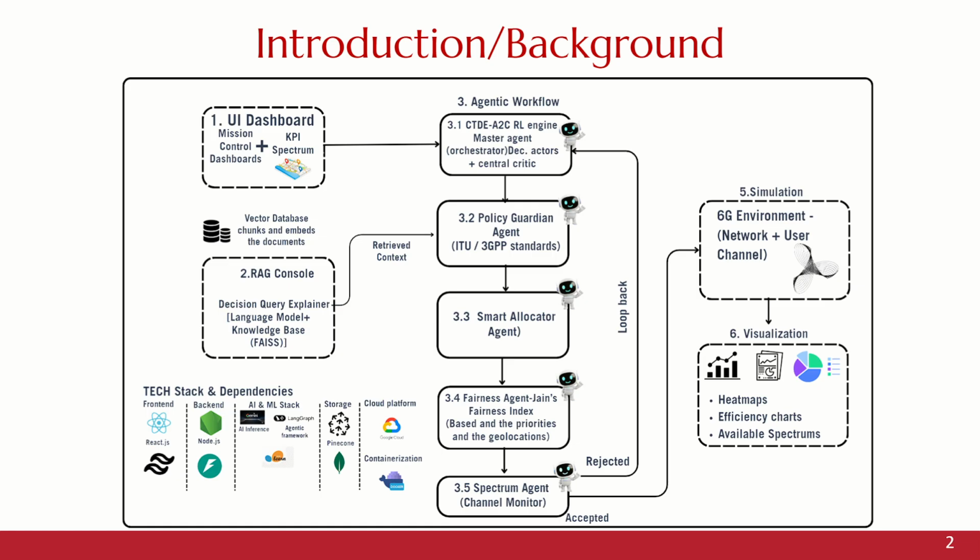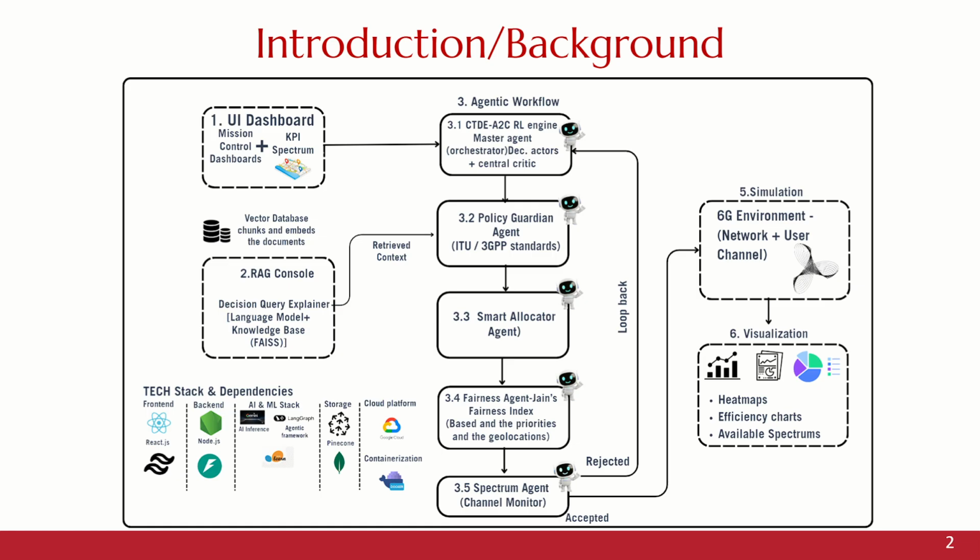Now this diagram shows the complete working of our system. Let me break it down step by step so it's easier to understand. First, on the left side, we have the user interface and the dashboard, which displays the important metrics like spectrum usage and performance. Below that, we have the RAG console, which is responsible for generating explanations. So whenever a decision is made, this module retrieves the relevant information and explains it in a simple language.